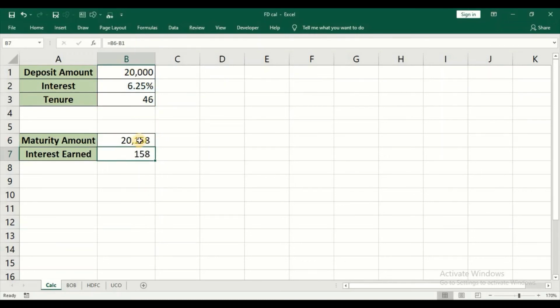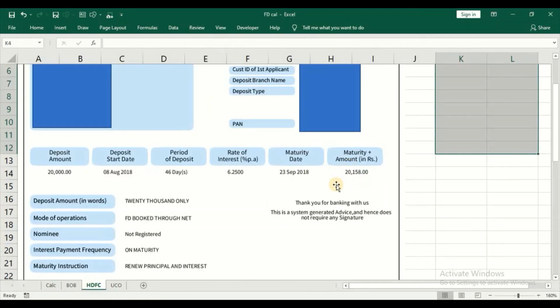So you can see that the maturity amount is 20,158 and the interest earned is 158. So we'll see above the maturity amount that we have got. So you can see that the maturity amount is 20,158.